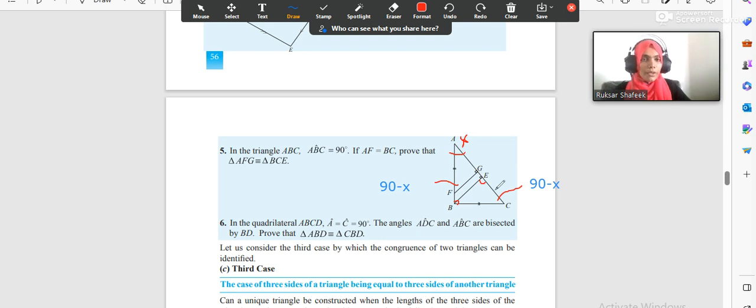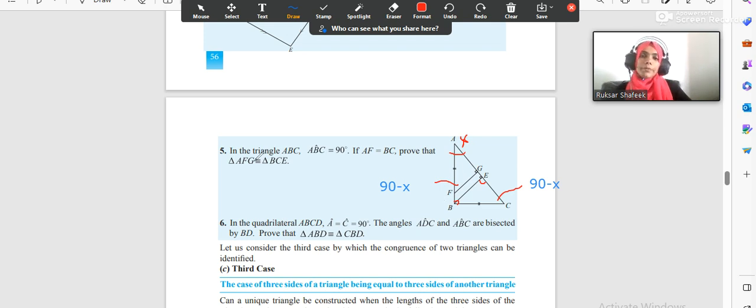Now the next thing that we can actually prove is if this is 90 minus x. Now we showed why this is 90 minus x. So we can say angle AFG is equal to angle ECB. So now we have two angles and one side, so we can say that this is congruent under angle angle side. I hope that part was clear to you and you have no questions based on that.